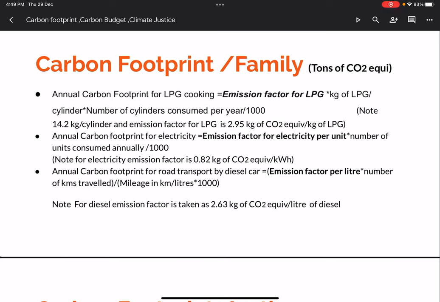Similarly, if the family is consuming certain electricity, and if we know the emission factor of electricity in that area, then we can calculate the carbon footprint for electricity. Similarly, if a family is traveling by a diesel car, and if we know the emission factor of diesel per liter, and we know the mileage of the vehicle and the number of kilometers traveled, we can calculate the carbon footprint which has gone into transporting that individual in his car travel. Okay, so this way we can total it up and calculate the carbon footprint of the family.